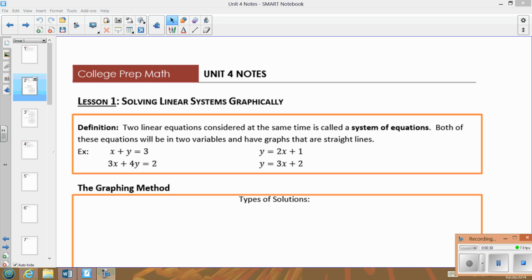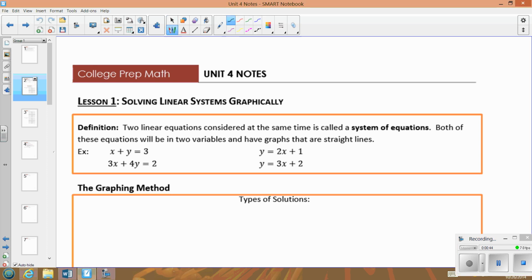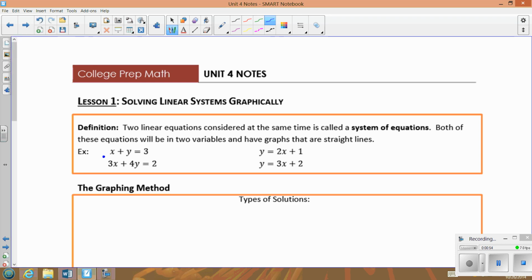So again, the definition of a system is whenever you have two linear equations at the same time. It's called a system of equations. Both of these equations will be in two variables and have graphs that are straight lines. So here's just two examples of systems. So we have x plus y equals 3, 3x plus 4y equals 2. So basically we just have these two equations. Same with this, two linear equations.